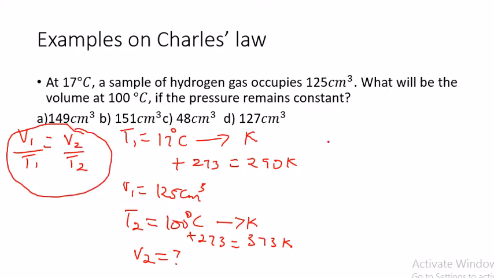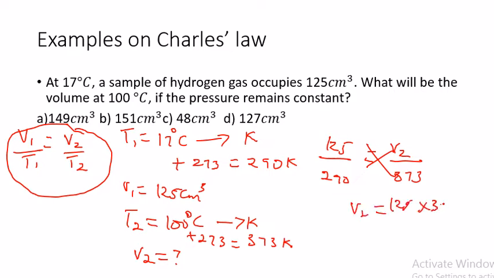Right, substitute your value. You have 125 over 290 equals V2 over 373. You cross multiply, your V2 equals 125 times 373 over 290, and your right answer is 161 centimeter cube. Yes, this is the right answer.